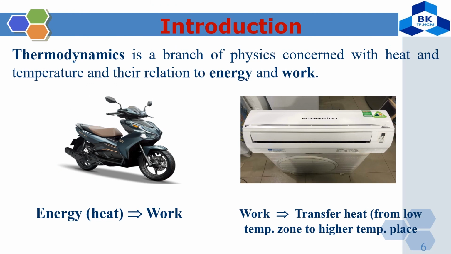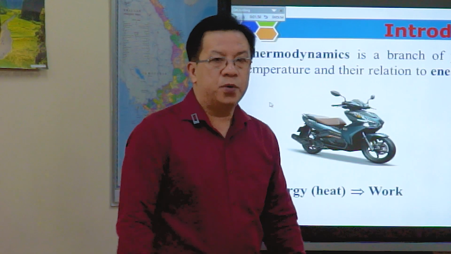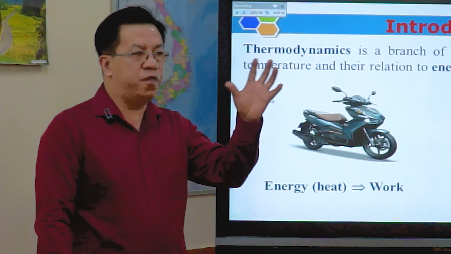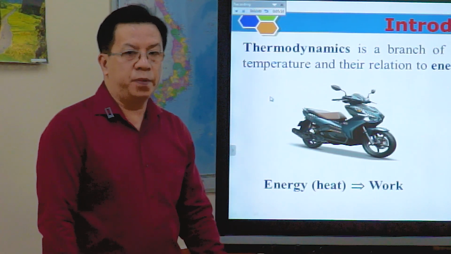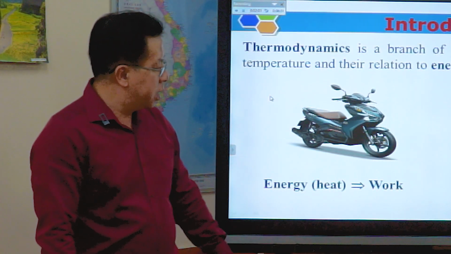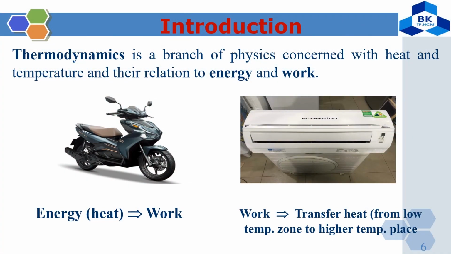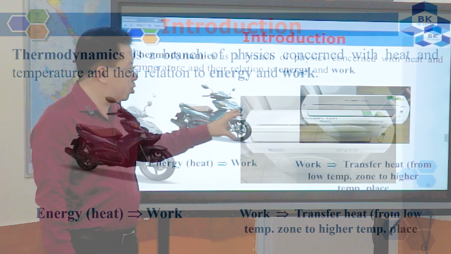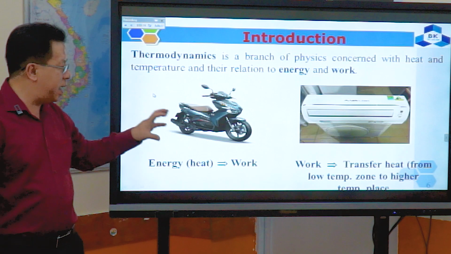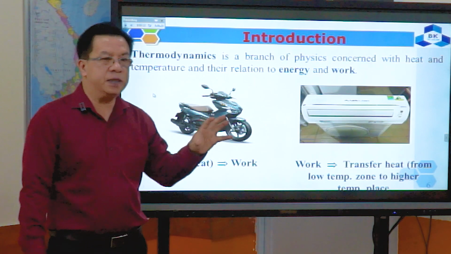Another example is the air conditioner. As you know, in order to keep the room cool, you need to remove the heat from the room, and in order to do that, you need the air conditioner. The air conditioner needs to use electricity. The electricity here will provide work for the air conditioner, and then that work will transfer heat from the lower temperature to the higher temperature place.